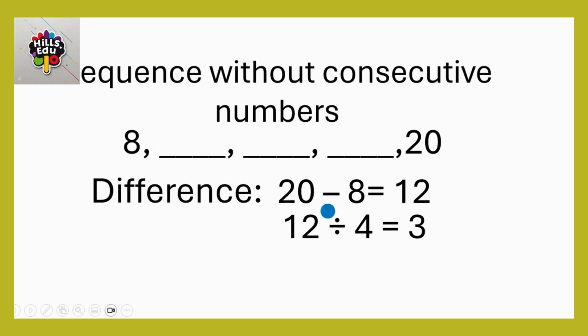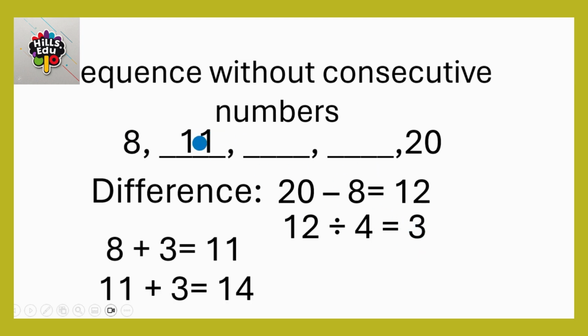So this 3, I'll add it to 8, and that gives me 11. So the next number here is 11. This 3, which is the difference between them, I'll add it to 11 as well. It gives me 14. So 14 comes here. 3 again, I add it to 14, and it gives me 17. And I have it like this.